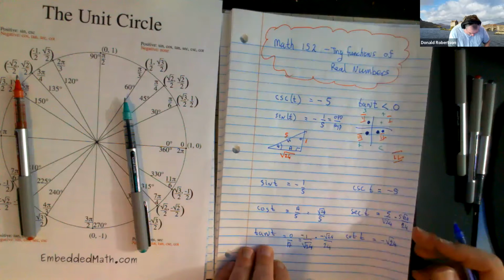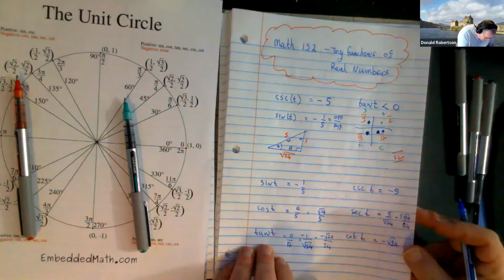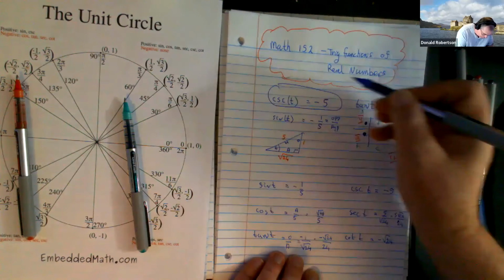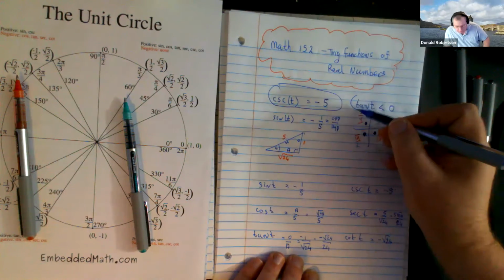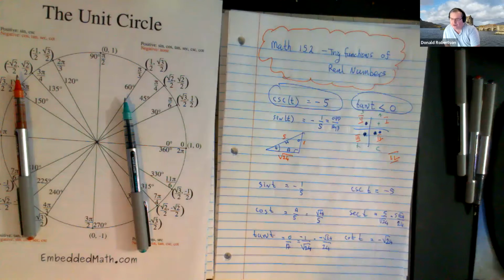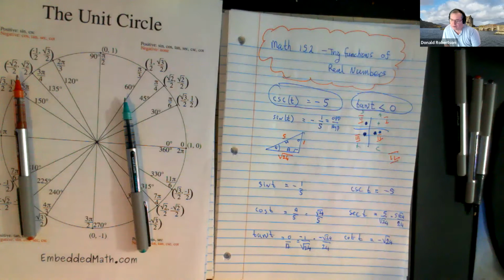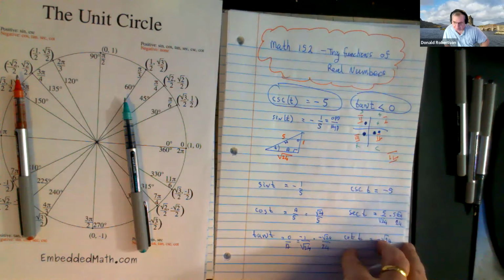Are you comfortable now that if I give you one of the 6 trig ratios and some type of information to tell you which quadrant it's in, that you could find all 6 trig ratios using this method? You feel comfortable with that? Right. So I don't need to do any more of them. You're happy. Okay.